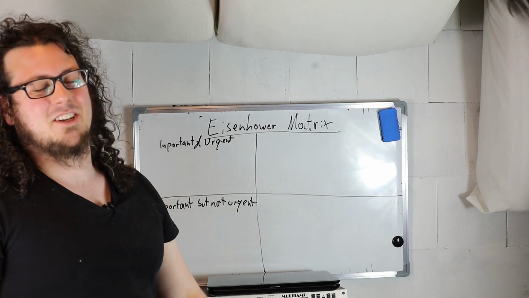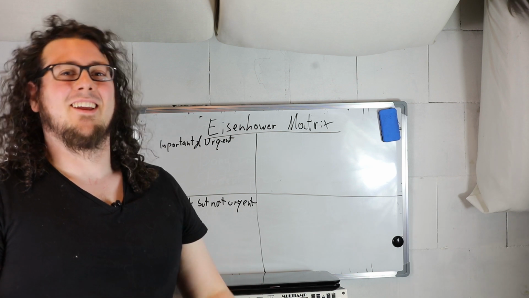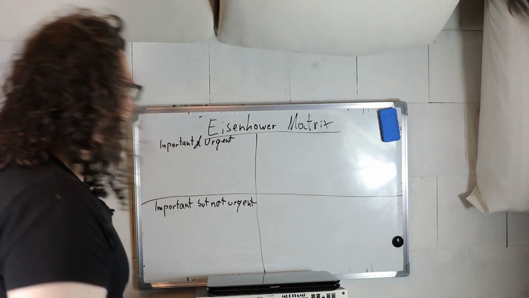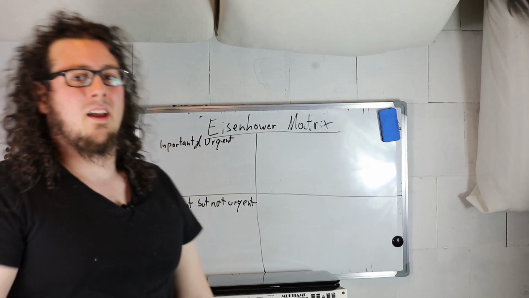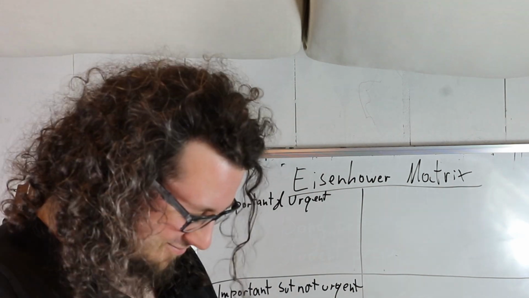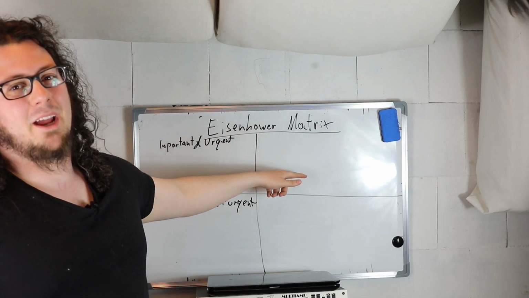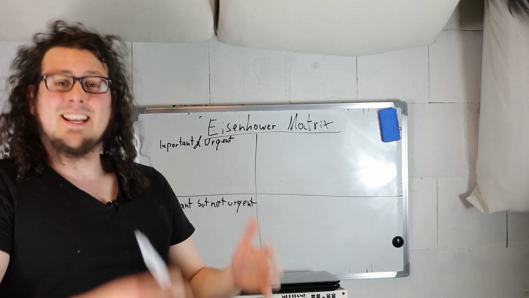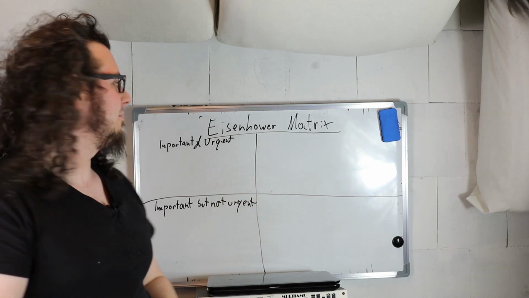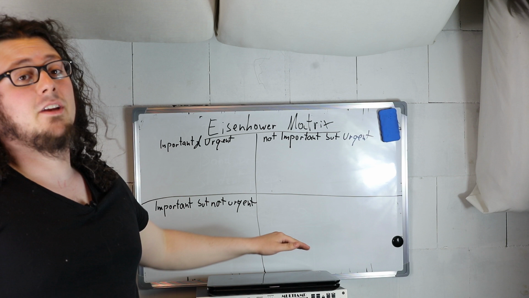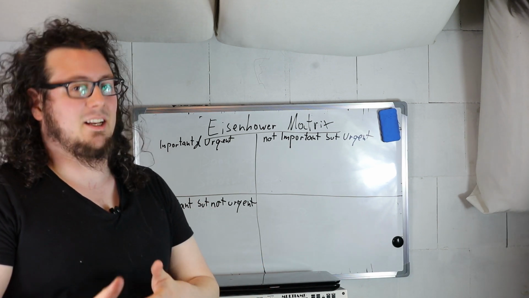And now the band over there is jamming a little bit, and I hope you can still hear what I'm saying. Alright, so on square number 3 we have everything which is not important but urgent. And on square number 4 we have everything which is not important and not urgent.